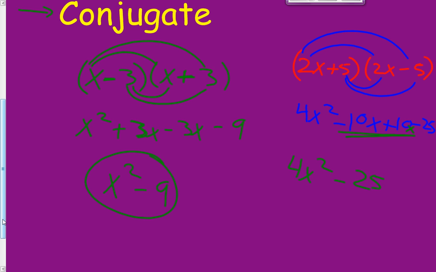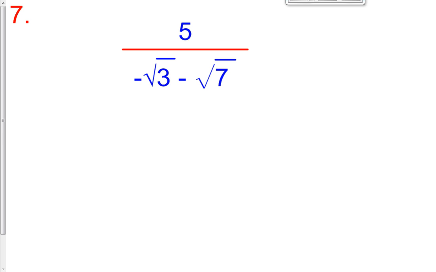The middle two terms canceled out once again, and class, with conjugates, that happens every single time. That isn't a coincidence. Whenever you have conjugates and you multiply them, the middle two terms when foiling will always cancel each other out.